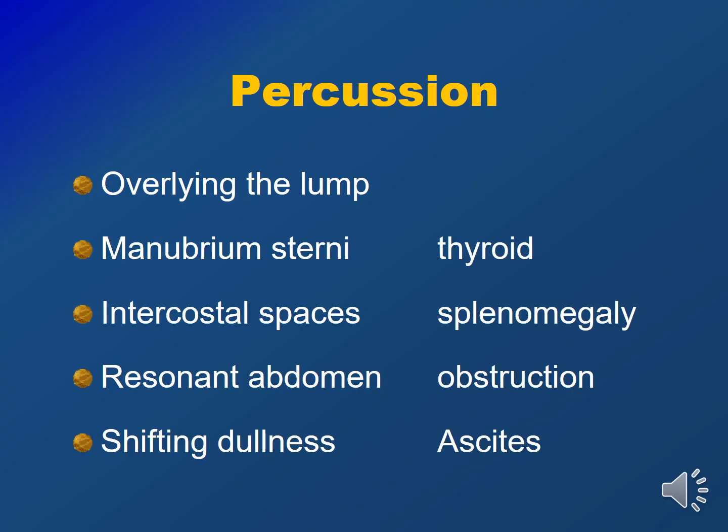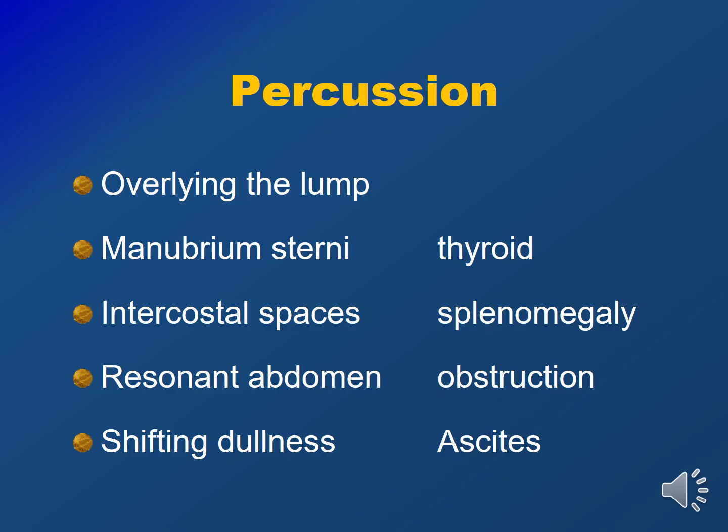Percussion. Percussion overlying the swelling itself is good, and it is applicable if the swelling is large enough, and you describe it as resonant or dull. But please don't forget that sometimes you need percussion away from the lump, like percussing on the manubrium sterni to make sure that the thyroid or goiter enlargement has no retrosternal extension. You percuss on all intercostal spaces to see if the splenomegaly you feel on the abdomen has its upper border higher up in the chest or not.